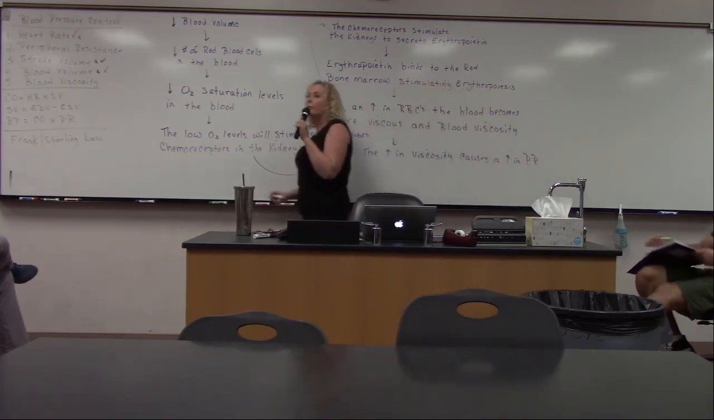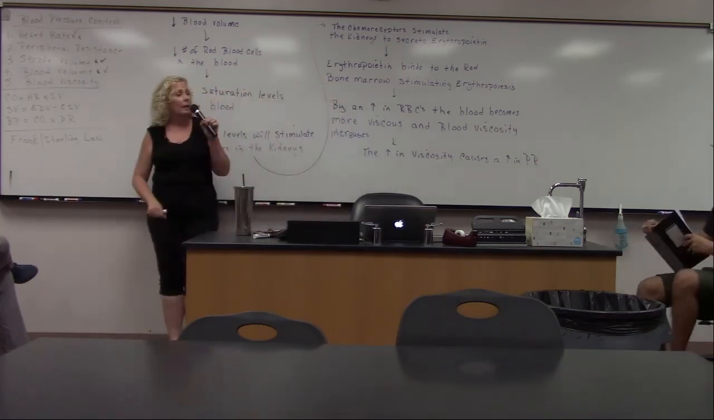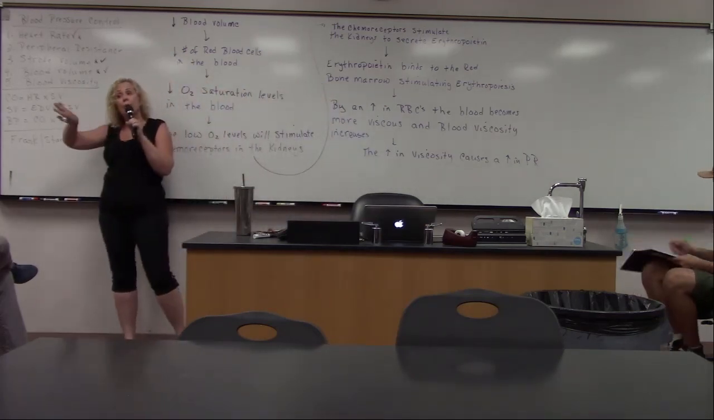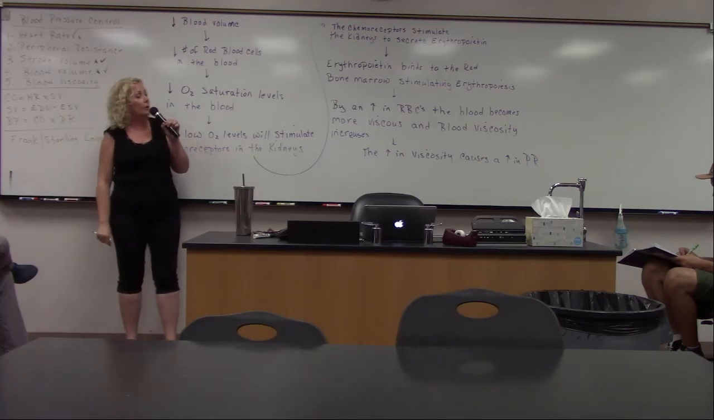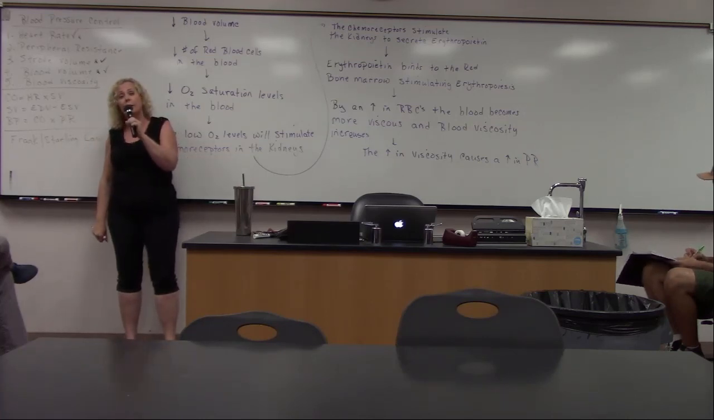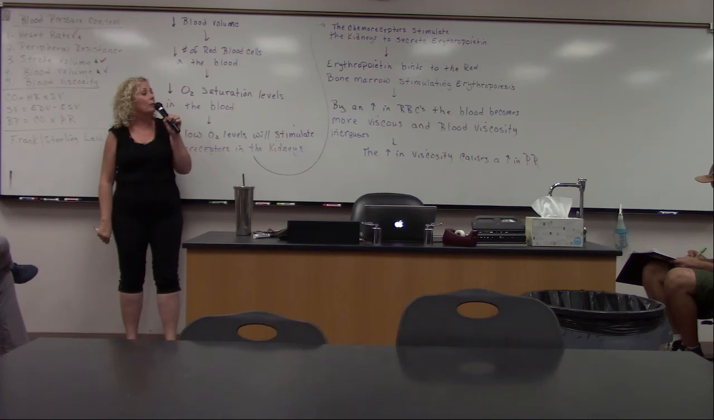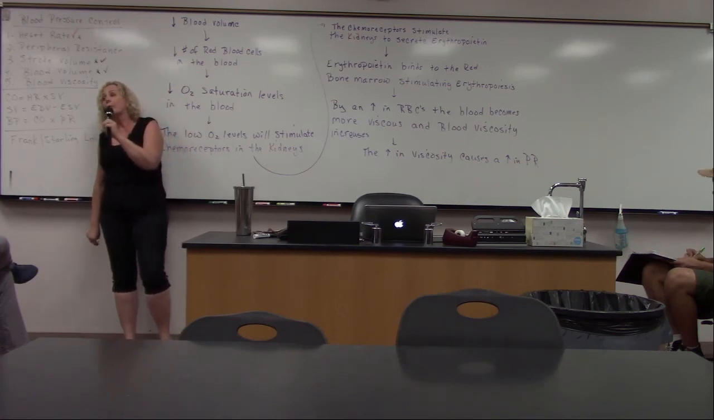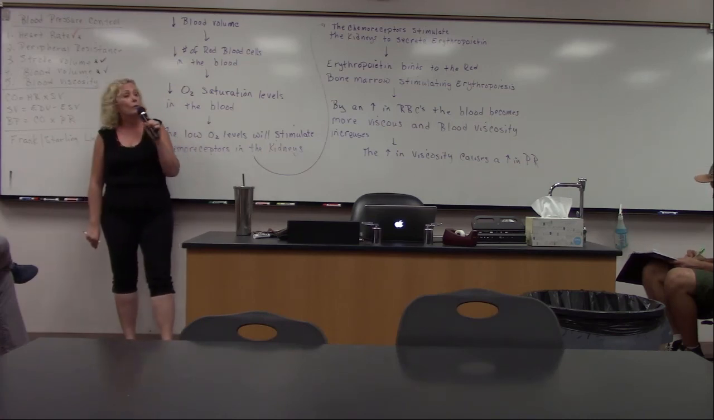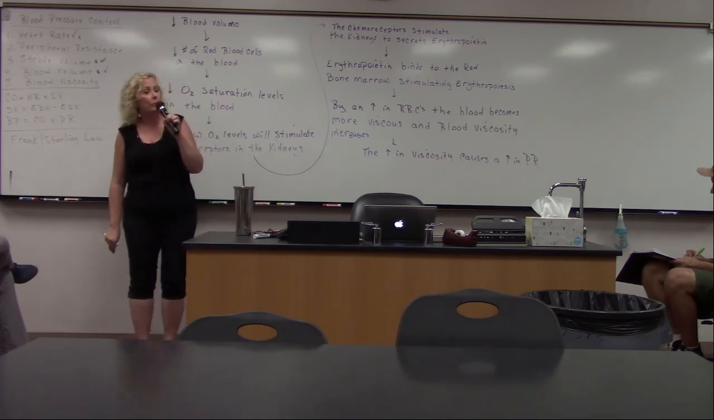Now, if we have more red blood cells, there's more pushing against the walls of the artery. There's more friction. And so when viscosity goes up, so does peripheral resistance. And of course, when peripheral resistance goes up, so does blood pressure.